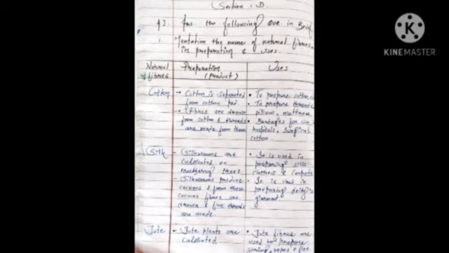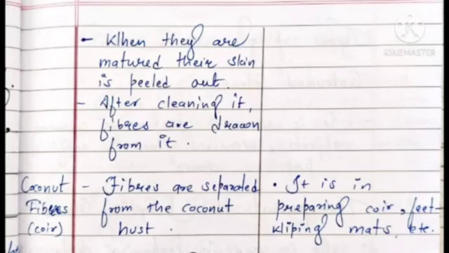Next one is jute. Jute plants are cultivated. When they are matured, their skin is peeled out. After cleaning it, fibers are drawn from it. And the uses: jute fibers are used to prepare ropes and flax. And the last one is coconut fiber, coir. Fibers are separated from the coconut husk and it is used in preparing coir, foot wiping mats, etc.